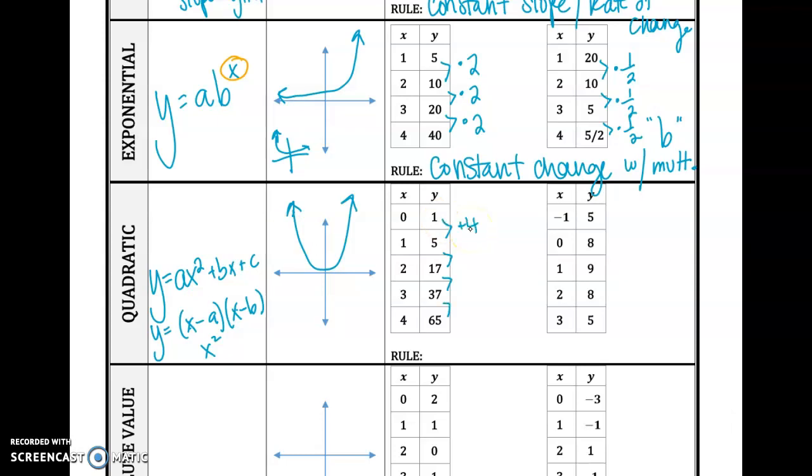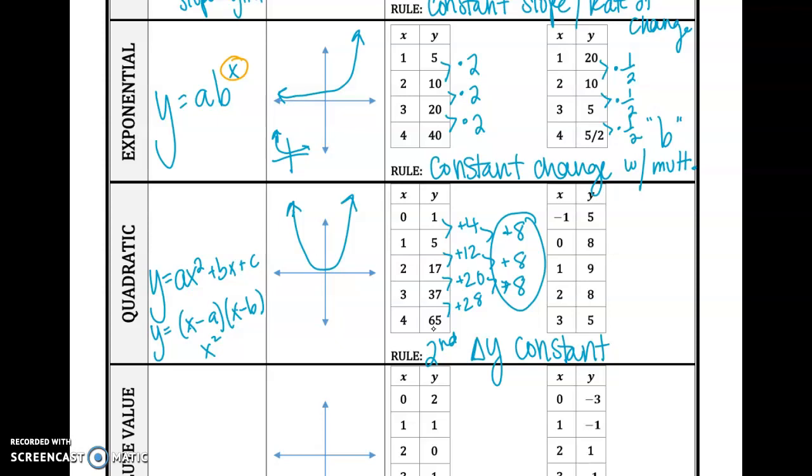So 1 to 5 is plus 4, 5 to 17 is plus 12, 17 to 37 is plus 20, and 37 to 65 is plus 28. Now, I know those numbers don't make a whole lot of sense. So with quadratics, you have to go to the second change in y, because 4 to 12 is plus 8, 12 to 20 is plus 8, and so is 20 to 28. Okay, so when the second change in y is constant, meaning the same number, then it's a quadratic function.